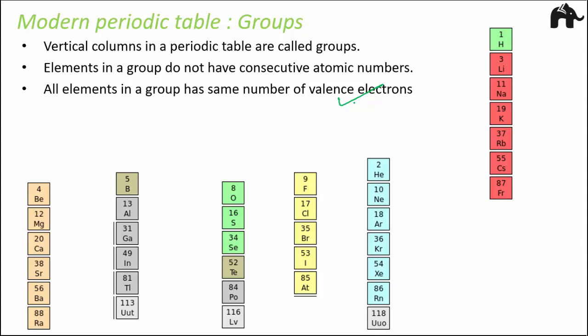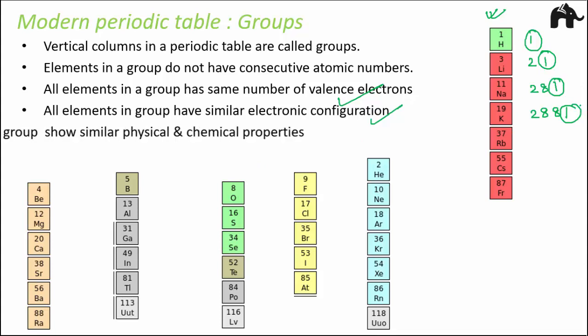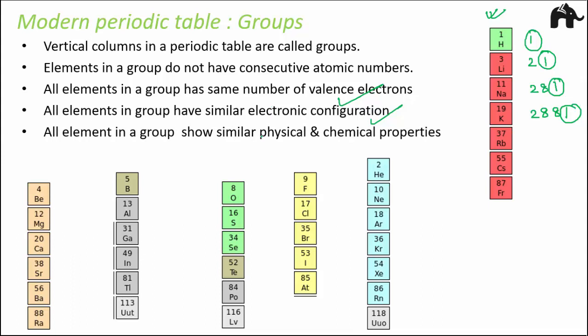That is true. Now, let us quickly consider this group and let us write their electronic configuration. For hydrogen it is 1, for lithium it is 2, 1, for sodium it is 2, 8, 1, for potassium it is 2, 8, 8, 1. So you see that the number of outermost electrons, that is the valence electrons, is 1 for all of these. In fact, we also see that all elements in a group have a similar electronic configuration. They have a similar pattern of electronic configuration. And since they have similar configuration and a similar number of valence electrons, they have similar physical and chemical properties as well.